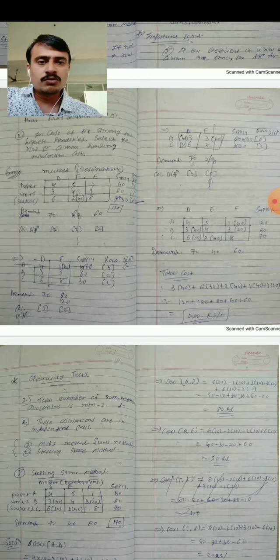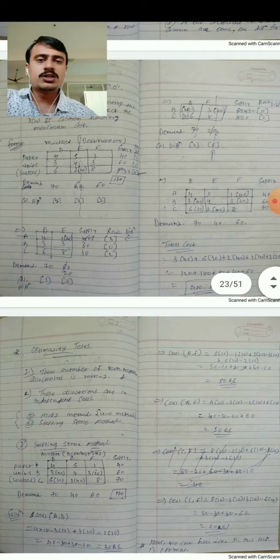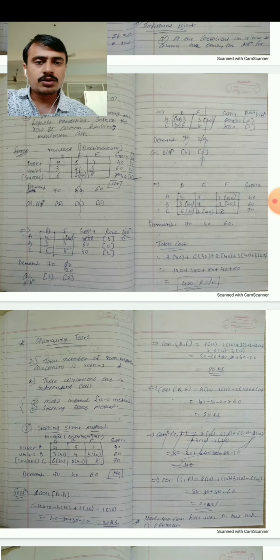Finally we write down the final allocation values. In the same procedure, we find the total transportation cost: multiply the allocated demand and supply with the cost and add: 3 into 40, plus 6 into 30, plus 2 into 40, plus 1 into 40, plus 3 into 20. That is the total transportation cost: 120 plus 180 plus 80 plus 40 plus 60. That means 480 rupees.